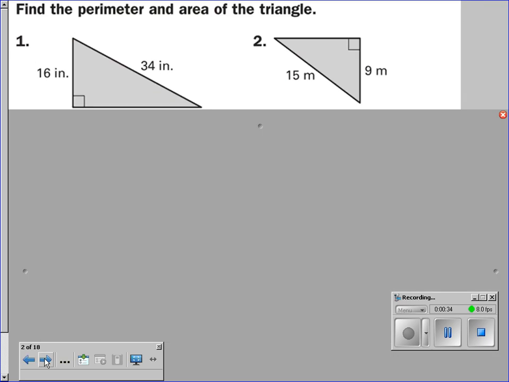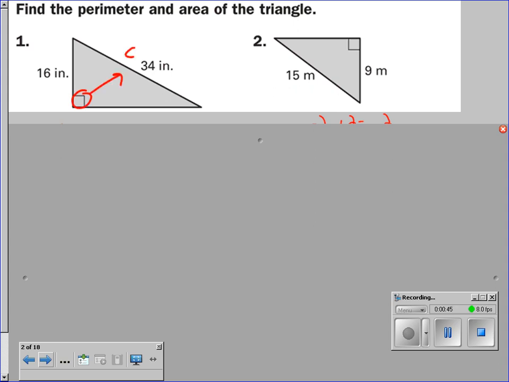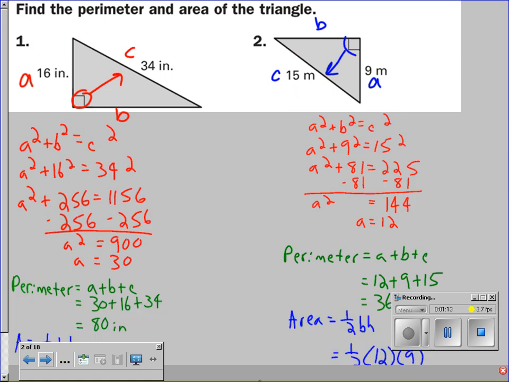So the first step in the first and second problem is to label which parts are A, B, and C. C is always the hypotenuse, which is across from the right angle. A and B can be either leg, but we usually let A be the short leg and B be the long leg. So we can label the other triangle. In the other triangle, across from the hypotenuse, C is the longest, A is the short leg, B is the long leg. Now the legs are what make up the right angle, and the hypotenuse is what's across from the right angle. So let's look at the work for both of these problems.